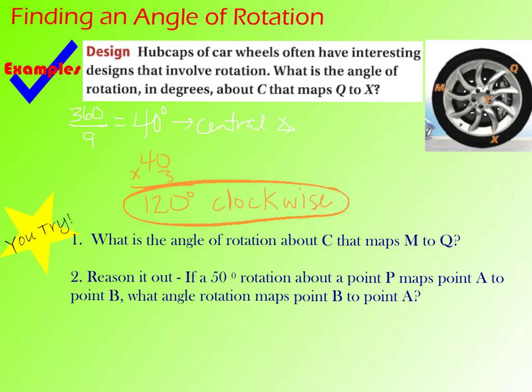The other option would be to go all the way around counterclockwise. So in which case I would have to go 1, 2, 3, 4, 5, 6. I would take my 40 times 6 to get 240 degrees. So I can either say 120 degrees clockwise, or I could say a 240 degree rotation, which implies the clockwise motion. All right, so there's 2 U-tries for you to work with there.